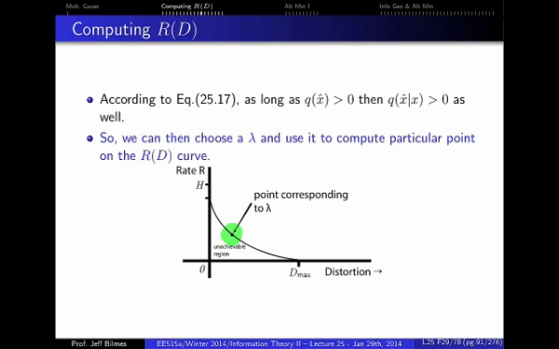So that becomes the value for lambda. But we're going to see an interesting relationship between lambda and that function. I'll have a theorem in a minute that says that lambda is going to be equal to the negative of the slope at that point. So the idea is that we start by choosing the slope, and that's going to give us an RD pair.